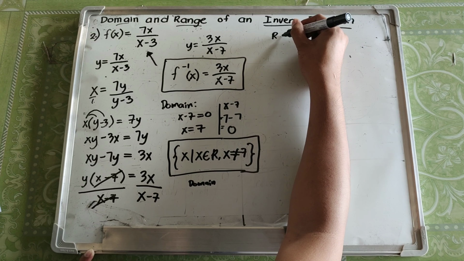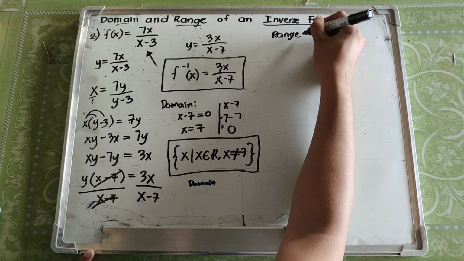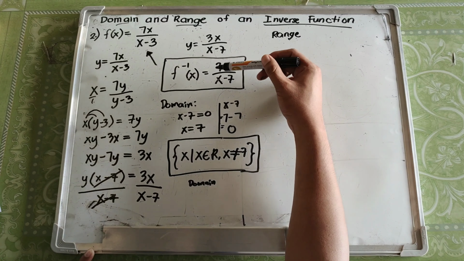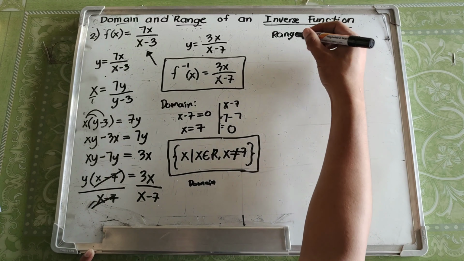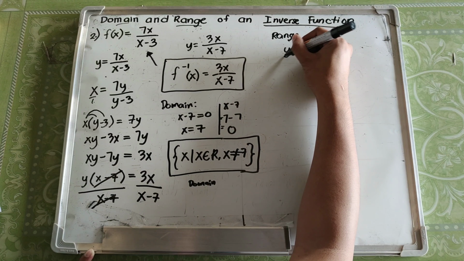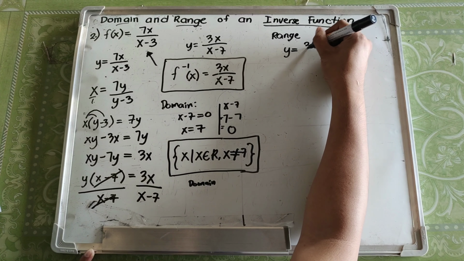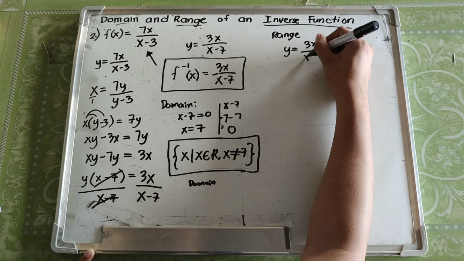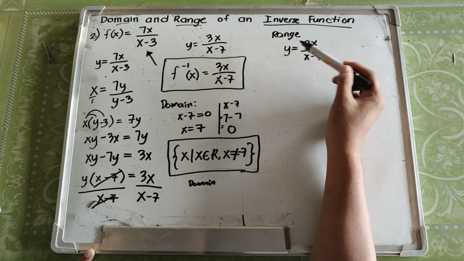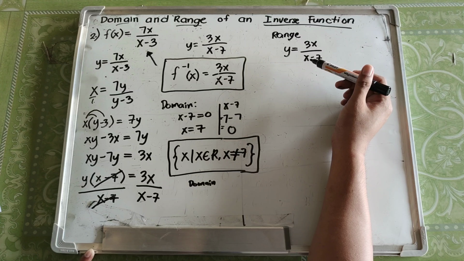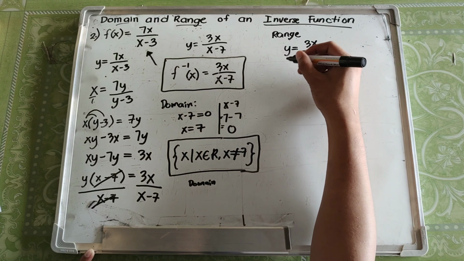This time, we are going to find the range of an inverse function. We need to focus on the inverse function. So, what is our first step? Range. Let's replace f of x with y. y is equal to 3x all over x minus 7. The first step in finding the range is to change f of x to y. Then, simplify and solve. Apply cross multiplication.